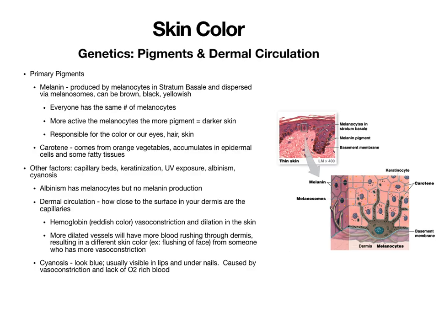So that dermal circulation, which is the capillary beds, depends on how close to the surface of your dermis those capillaries are. If those capillaries are really close to the surface, your hemoglobin, which has a reddish hue to it, is going to make your skin appear a little more red.